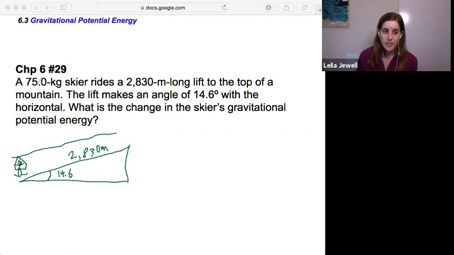What else does it give us? It says the 75 kilogram skier. It's saying 75 kilograms, that's telling us once again, that is the mass of the skier. So we know m. Great. What are we trying to find? We're trying to find the change in the skier's gravitational potential energy. So we could write that as a delta. The Greek letter delta represents change in potential energy.